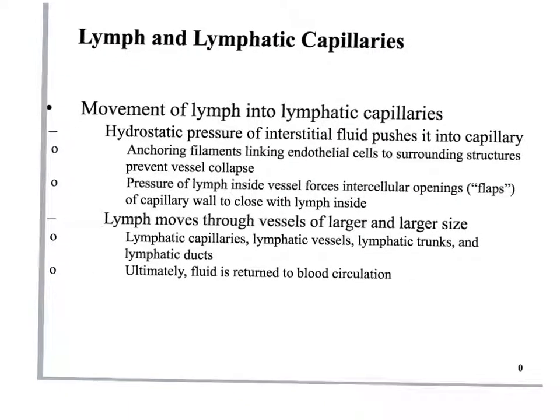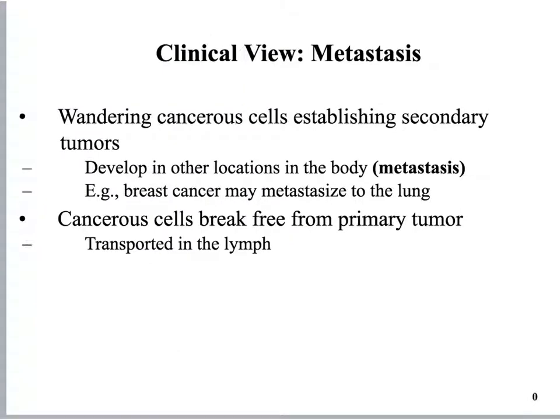Okay? So the movement of this fluid depends upon hydrostatic pressure. Pressure builds up in the tissue and it forces fluid into the lower pressure lymph capillaries. And the pressure inside builds up, right? And then they close the valves behind it. Okay? And lymph moves from small vessels to vessels of bigger size, so capillaries to vessels to trunks, ultimately to ducts, and then eventually returns to the blood circulation that we just talked about.